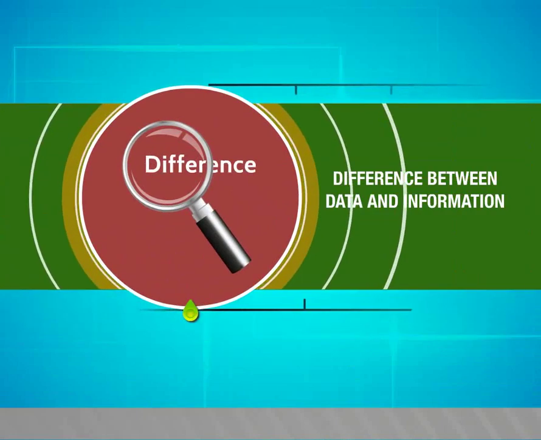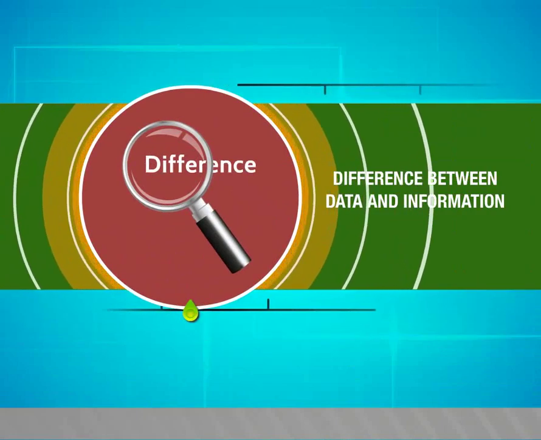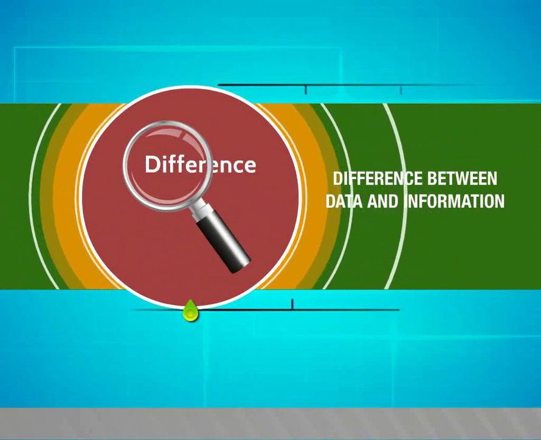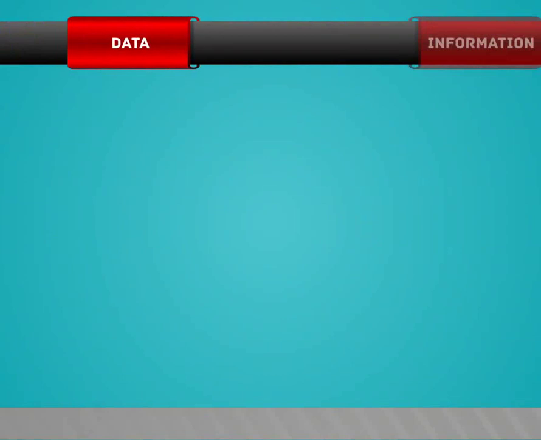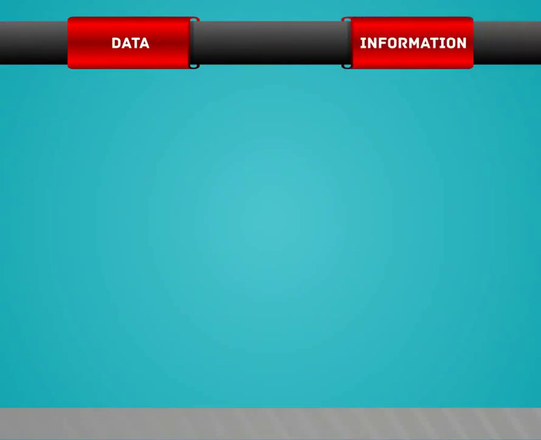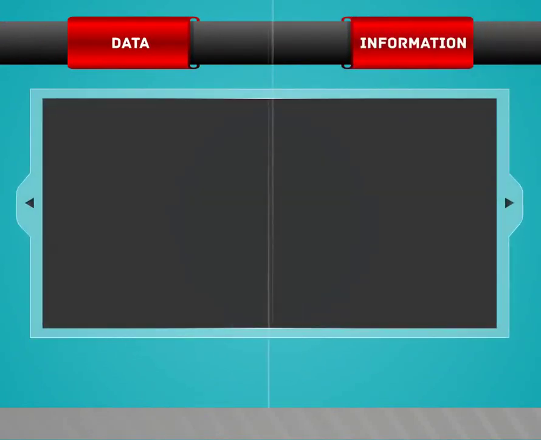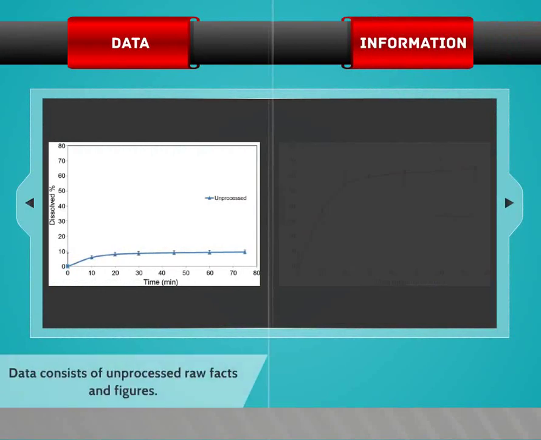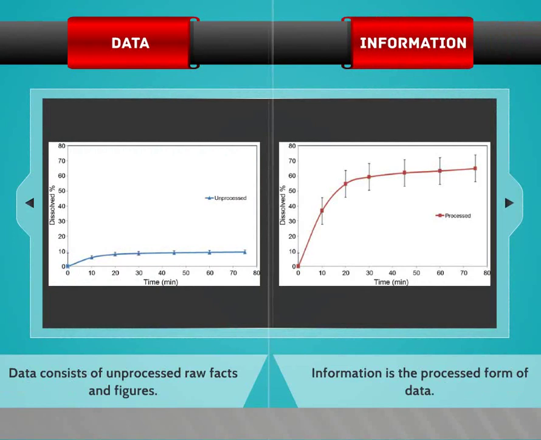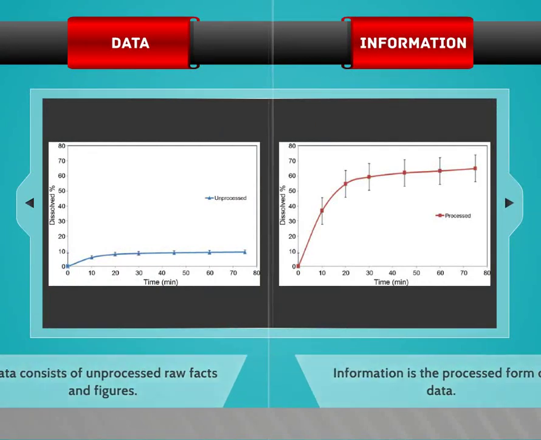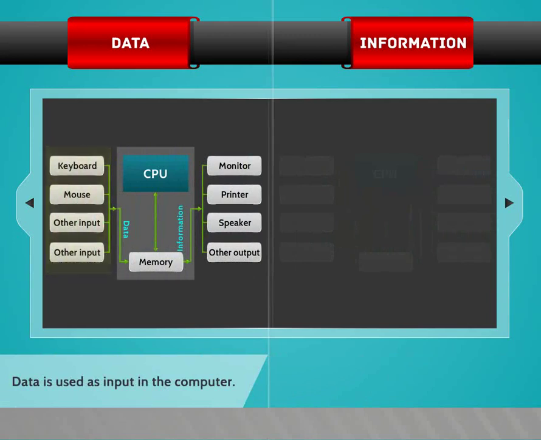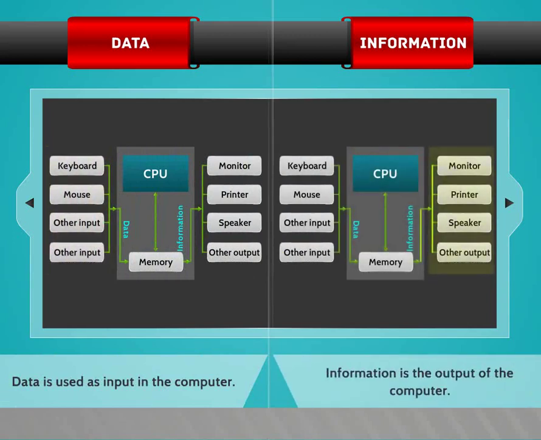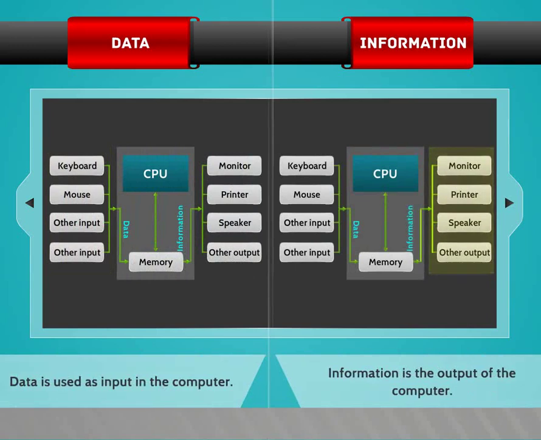Difference between data and information. In this video, we are going to see the difference between data and information. Data consists of unprocessed raw facts and figures. Information is the processed form of data. Data is used as input in the computer. Information is the output of the computer.